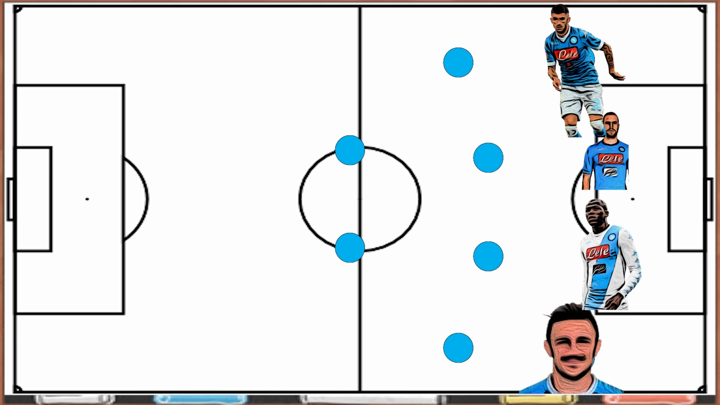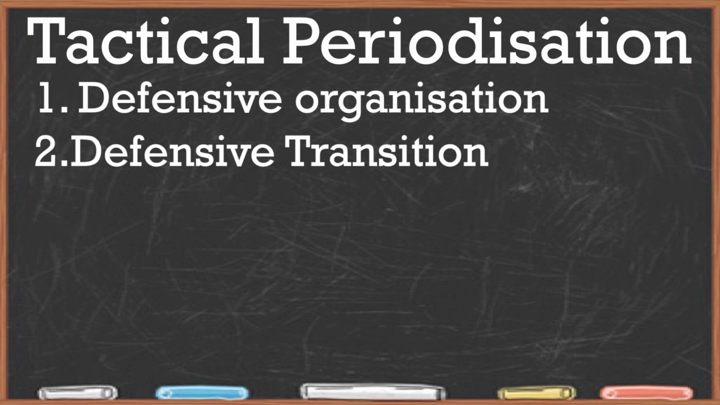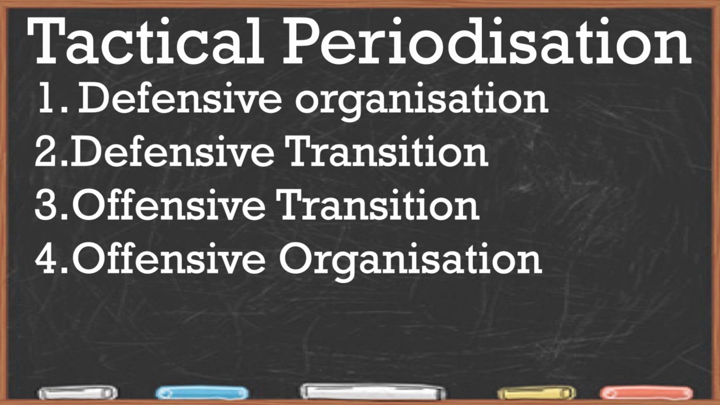Now, let's look at the in-game tactics, focusing on the four main areas of tactical periodization: defensive organization, defensive transition, offensive transition, and offensive organization. Now, how did Arsenal's defensive organization interact with Napoli's offensive organization?